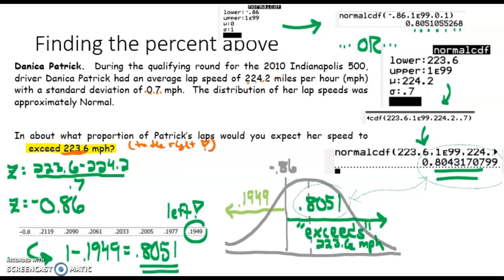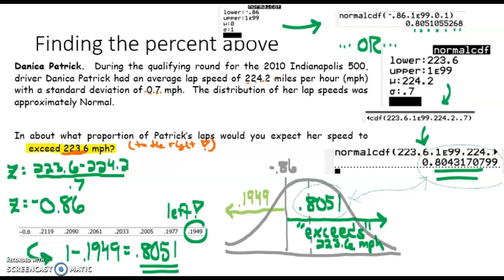223.6. So again, if you're doing it old school by hand, you would do 223.6, subtract the mean, divide by standard deviation. You're going to get a z-score of -0.86. You would go to the table, so -0.8, and you're going to go over 0, 1, 2, 3, 4, 5, 6, and that would be your answer, 0.1949.